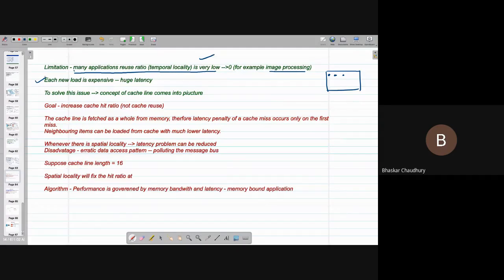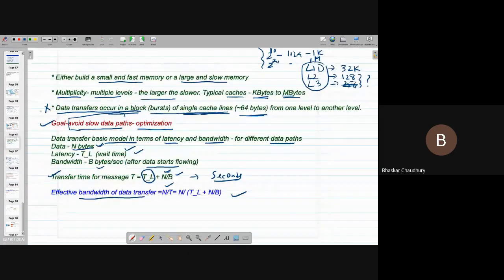Every time you have to do a new load, and each new load is expensive. So there is a huge latency, and that is where the concept of cache line comes into the picture. We just discussed the concept of cache line, which is basically that you don't get data as a single unit, rather you get it in a bunch, in a burst. This is an important point which I have already discussed.